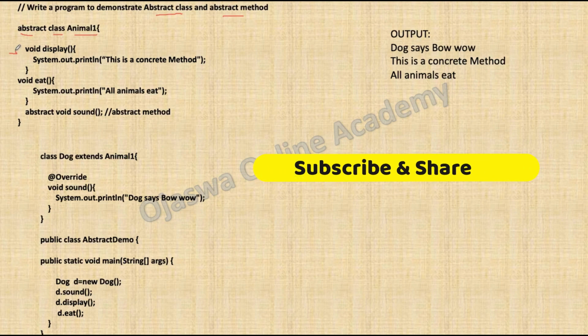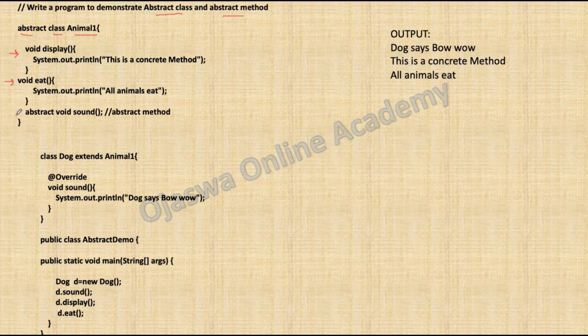Then we have a concrete method void display. We have a concrete method void eat. And here we have the abstract method sound. How do we declare an abstract method? Abstract keyword, return type, and method name, parenthesis, and it ends with a semicolon. An abstract method always ends with a semicolon. You should not write curly braces and write code inside it. You will get an error. So this is the abstract method sound.